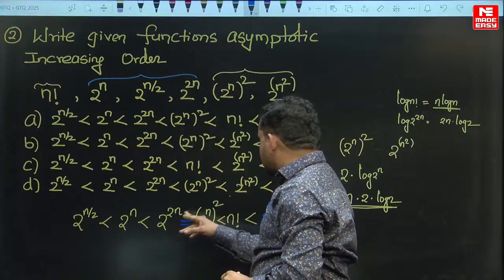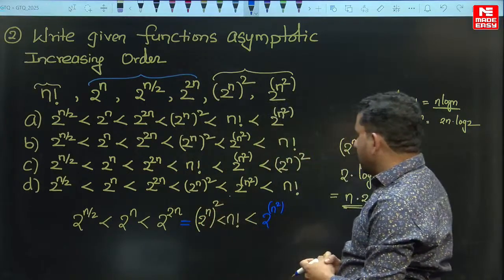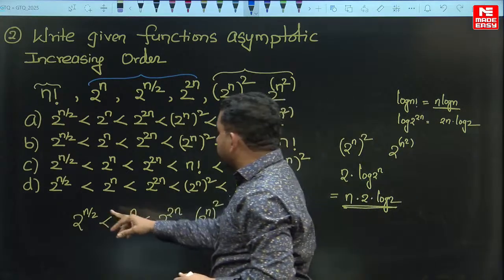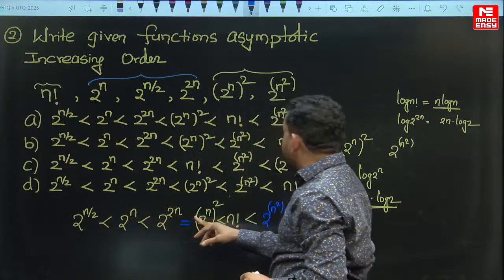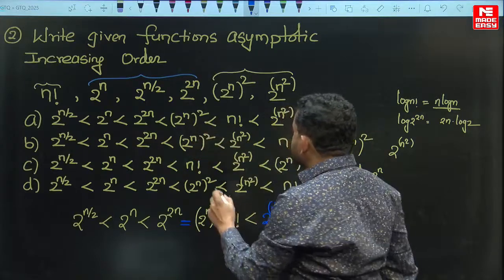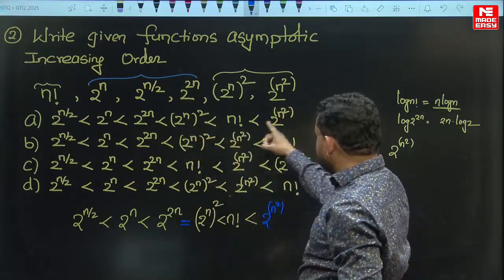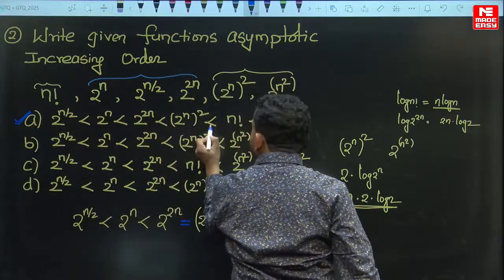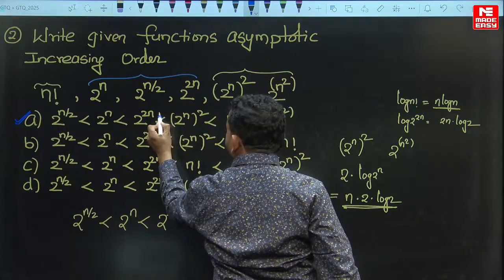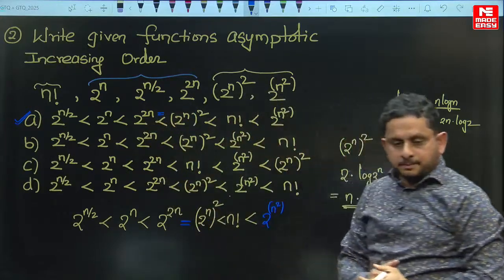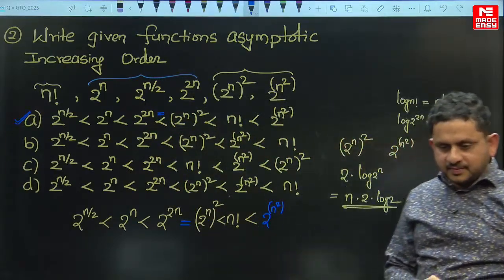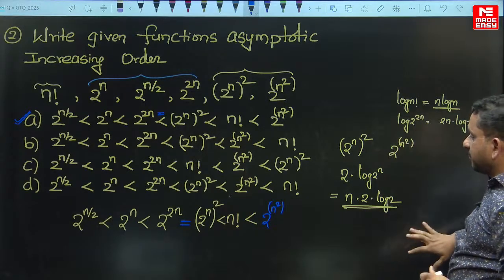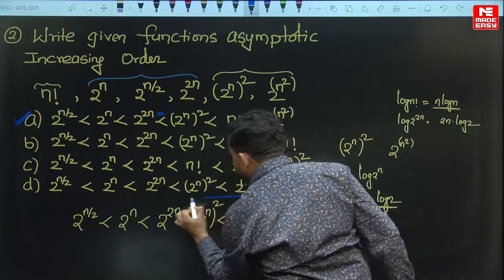In asymptotic increasing order, 2 power n by 2 is less than 2 power n, which is less than 2 power 2n. So option A is more suitable for the asymptotic increasing order, but it should be asymptotically equal here. This is the asymptotic increasing order for the given functions.